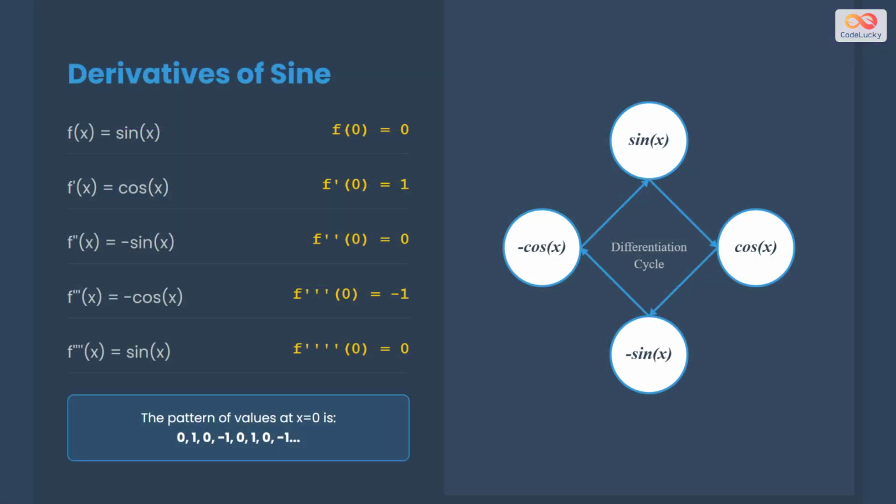To build the series for sine, we first need its derivatives. Notice the beautiful cycle. Sine goes to cosine, then negative sine, then negative cosine, and back to sine. At 0, these values follow a simple pattern: 0, 1, 0, negative 1. This repeats endlessly.